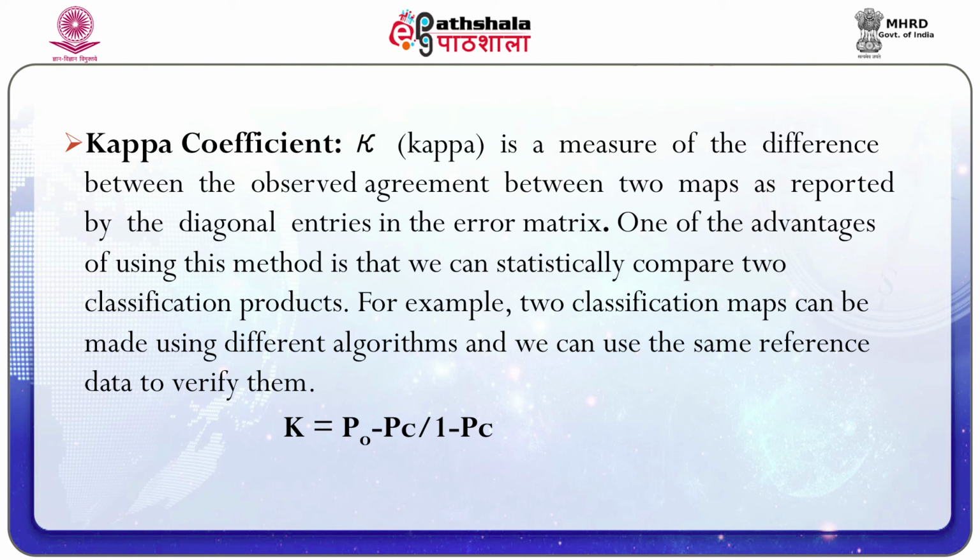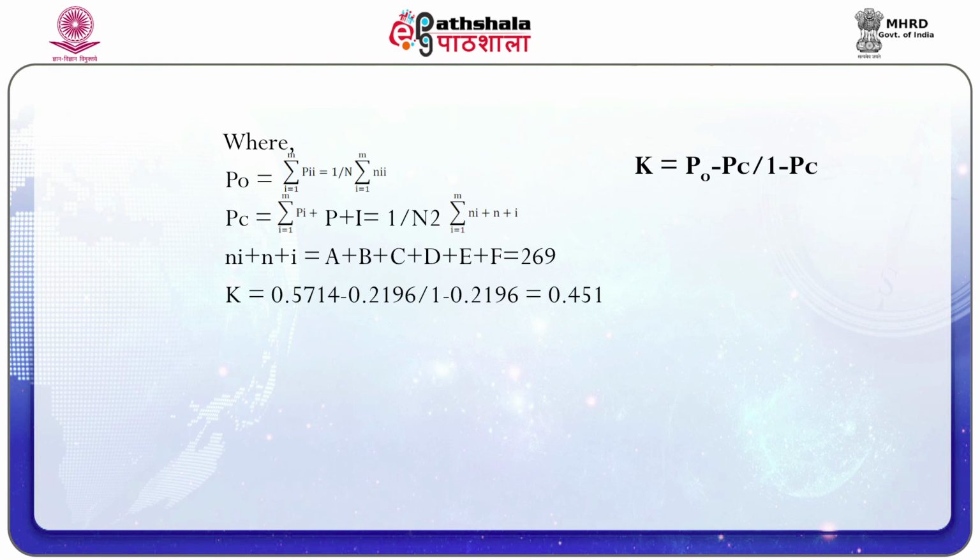Kappa coefficient is a measure of the difference between the observed agreement between the two maps, as reported by the diagonal entries in the error matrix. One of the advantages of using this method is that we can statistically compare two classification products, for which the classification maps can be made using different algorithms, and we can use the same reference data to verify them. The equation given below states that table number 2 shows the calculation of the kappa coefficient.